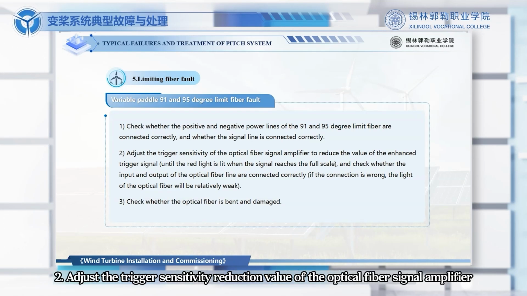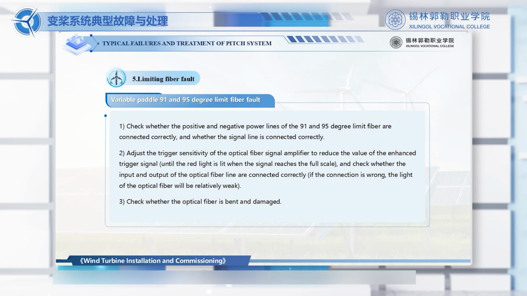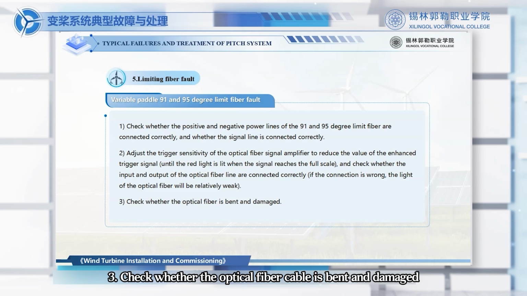2. Adjust the trigger sensitivity of the optical fiber signal amplifier. Reduce the value to enhance the trigger signal, until the signal is full and the red light comes on. At the same time, check whether the input and output of the optical fiber line are connected correctly. If connected wrongly, the light from the optical fiber is relatively weak. 3. Check whether the optical fiber cable is bent or damaged.